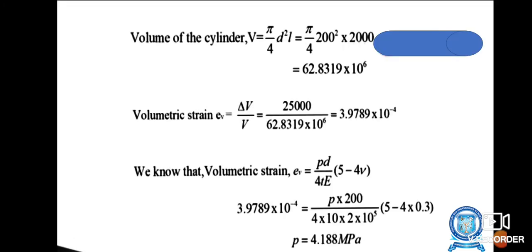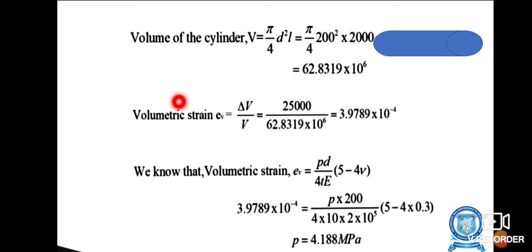Next we apply the formulas. Volume of the cylinder V is equal to π/4 d² × L. We apply all the given data: π/4 × 200² × 2000. So the value is 62.8319 × 10^6 mm³. The unit is mm³. So we have found the volume.